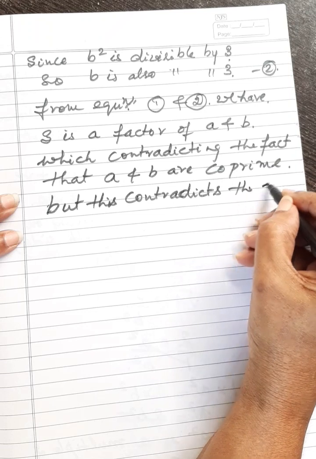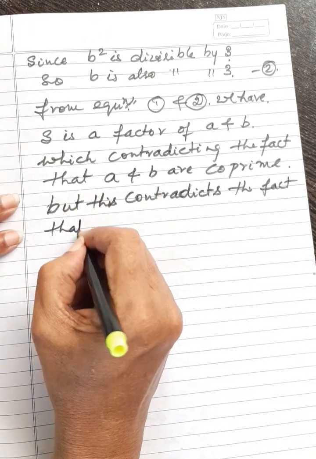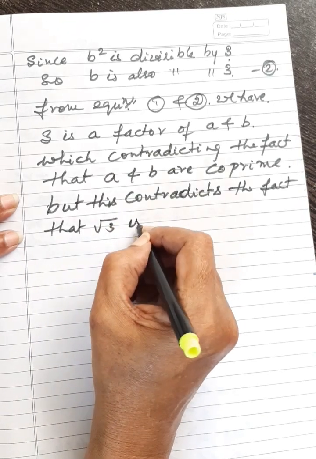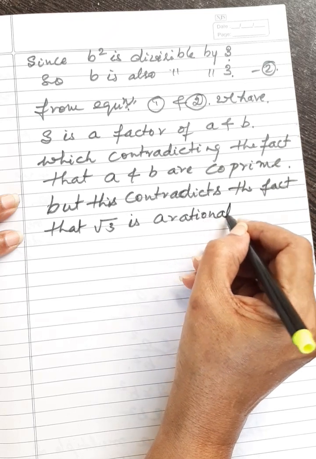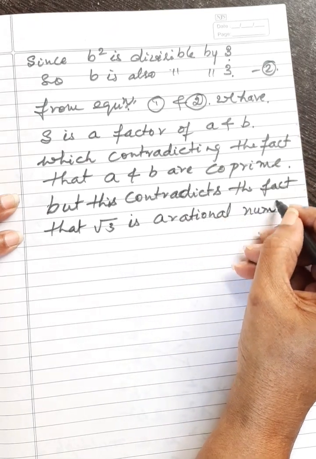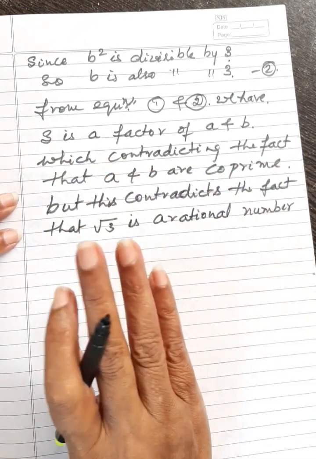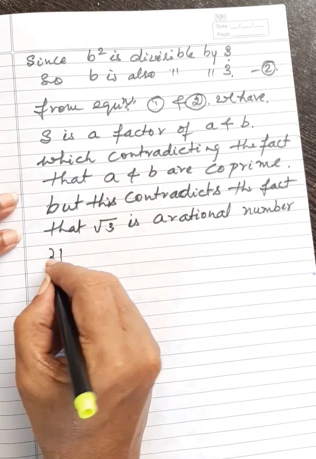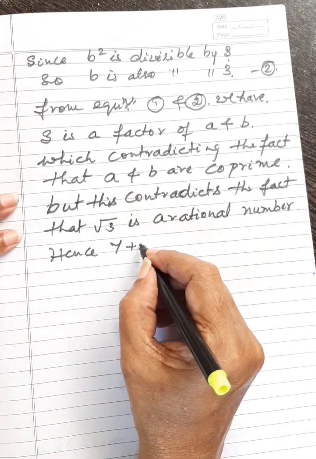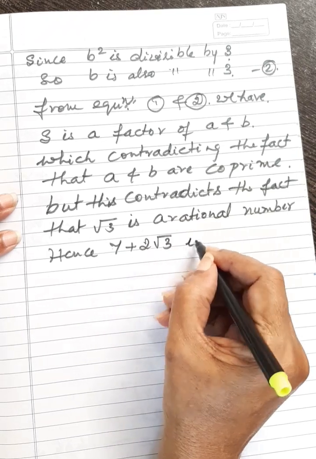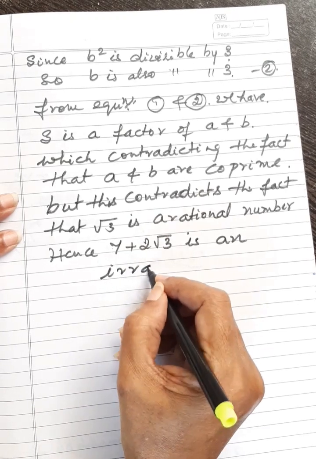But this contradicts the fact that root 3 is a rational number. In every problem, these statements you should write. You should learn this one by heart. So hence 7 plus 2 root 3 is an irrational number.